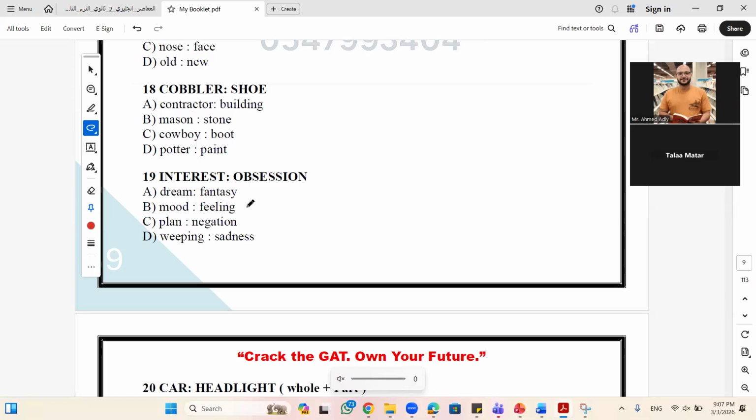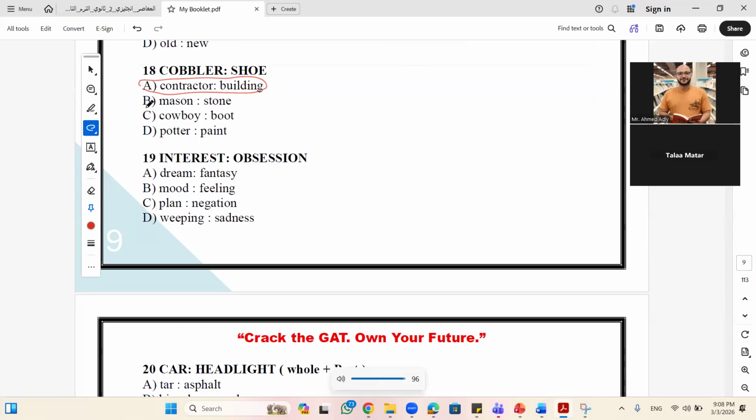Cobbler and shoe. Is it contractor and building? Sorry, what did you say? I said contractor and building. Perfect. A cobbler fixes or makes shoes, like a contractor makes buildings. Some students actually get confused with this one. A mason and a stone. A mason is a builder, somebody who builds houses, but he doesn't make stones. He uses stones. That's why B does not fit the context here, right?